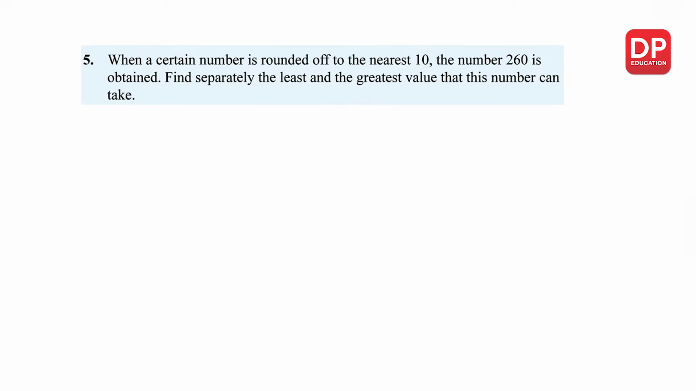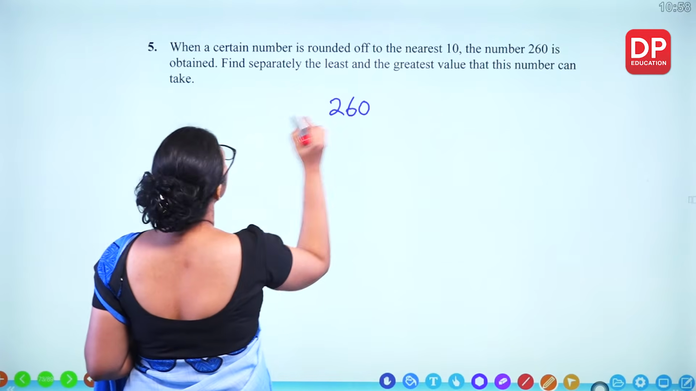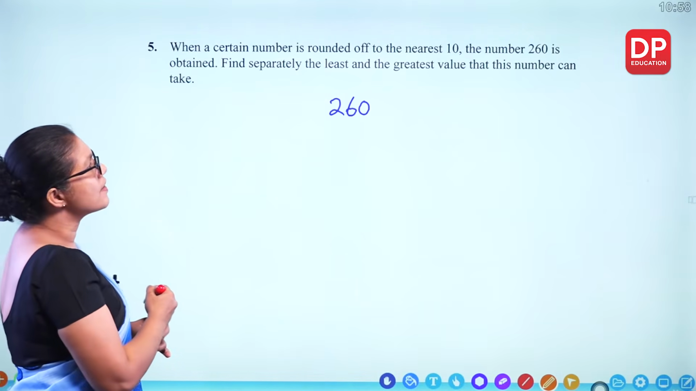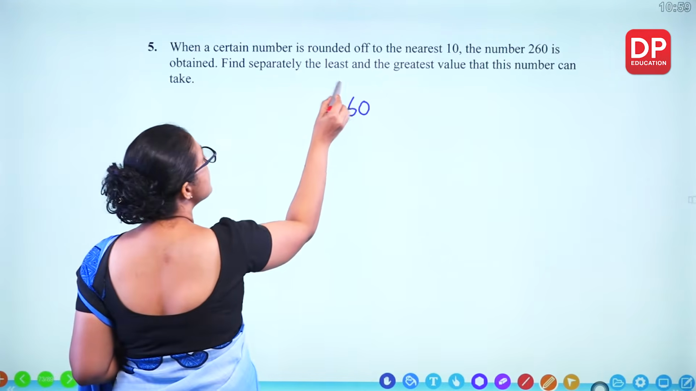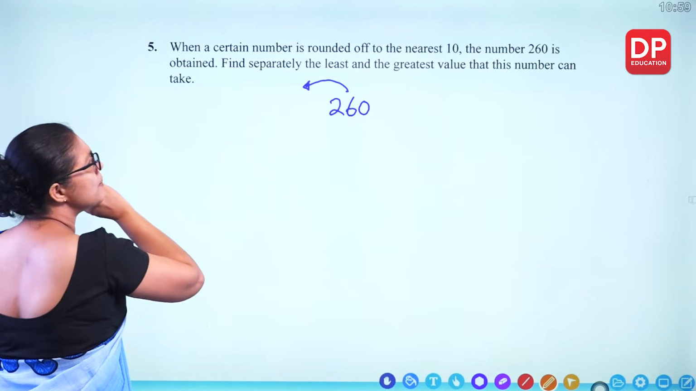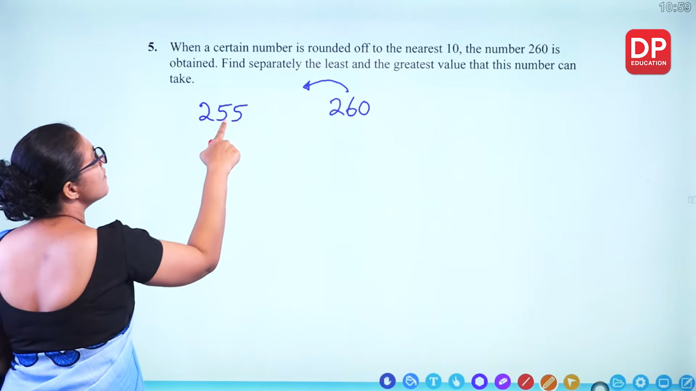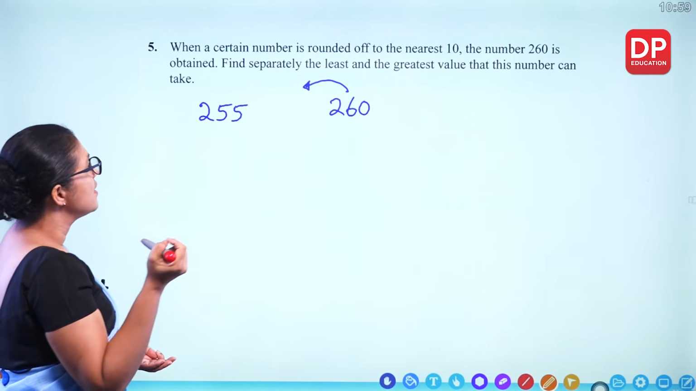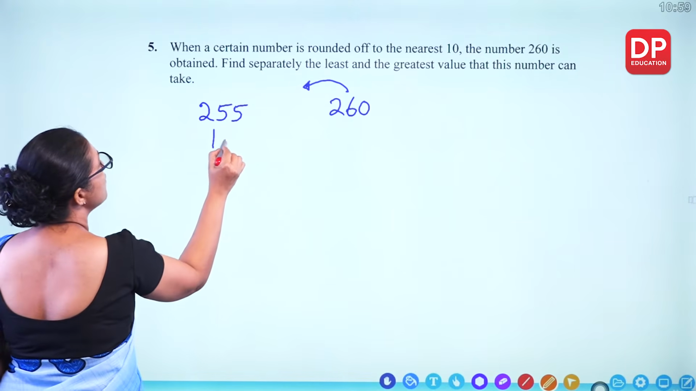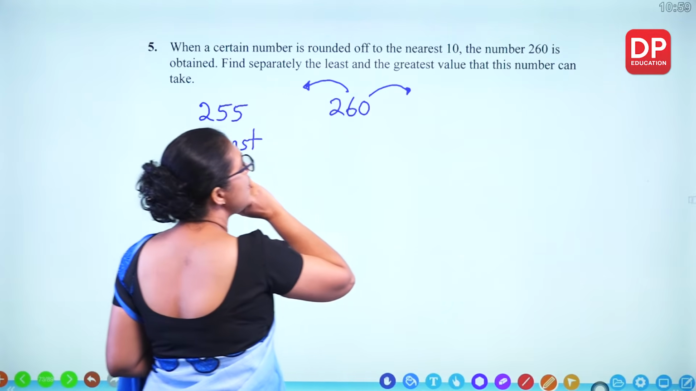Question number 5. When a certain number is rounded off to the nearest 10, the number is 260. Find separately the least and the greatest value that this number can take. So when you take to this side, what's the least possible number? 255. When you round it, you have to add 1 to that. That means 260 you are getting. So that's the least possible value. And what's the other side? What's the highest possible value?